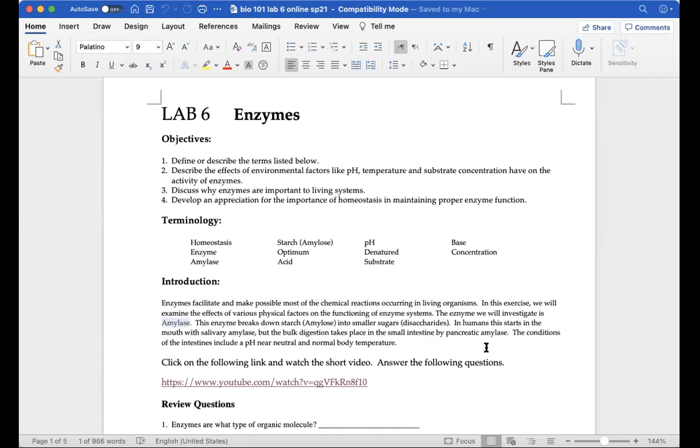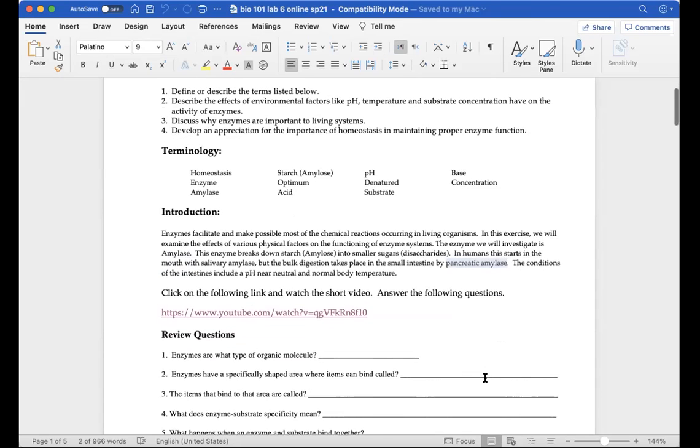In humans, this starts in the mouth with salivary amylase. So already in your mouth, your saliva is starting to break down starch, but the bulk digestion of starch takes place in your small intestine by the enzyme we call pancreatic amylase, because it comes from the pancreas. And the conditions of the intestines include a pH near neutral, which is around 7, and normal body temperature.